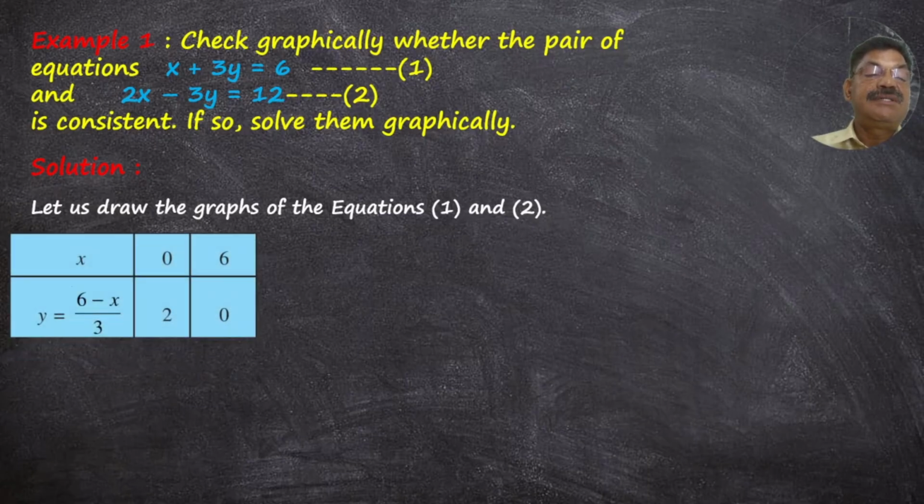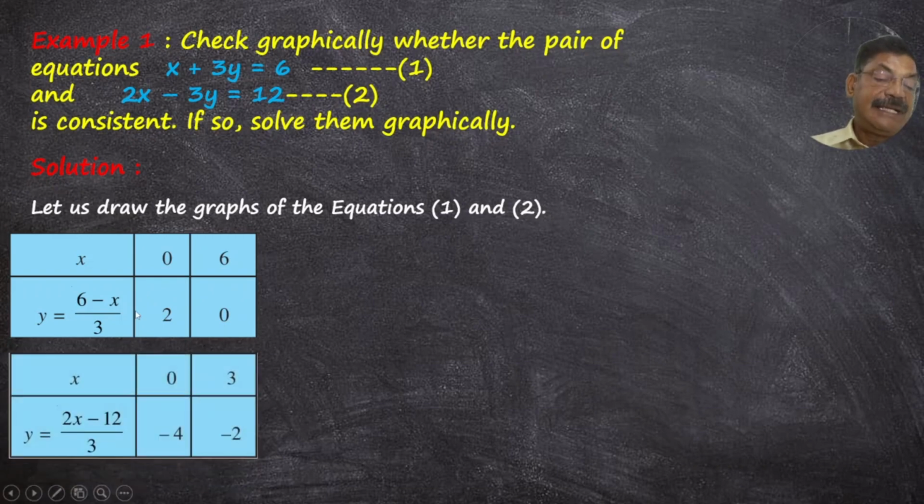Therefore, y is equal to (6 minus x) divided by 3. So, when x is equal to 0, y becomes 2. When x is equal to 6, y is equal to 0. So, just 2 points are enough to draw this straight line.